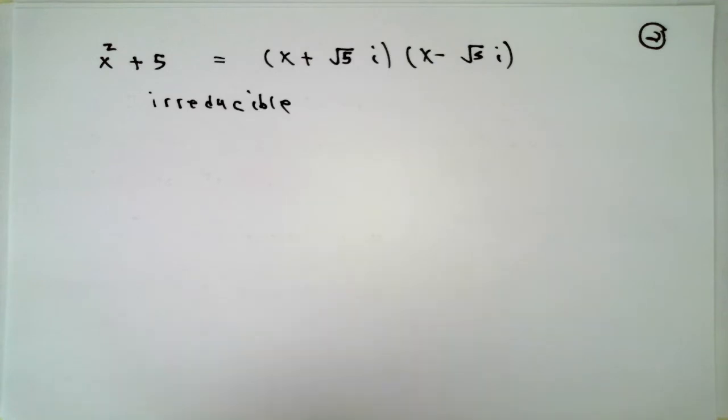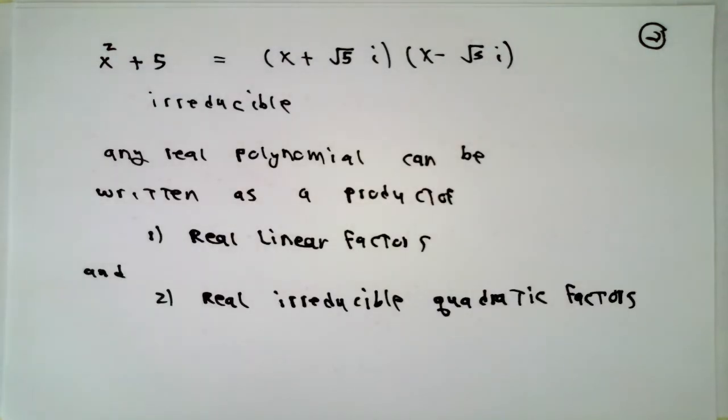We can replace our earlier statement with this statement. If you give me a polynomial that has real coefficients in it, I can always write that polynomial as a product of things, each one of which is either a real linear polynomial or a real quadratic but irreducible quadratic factor. If I insist on sticking to the real numbers, this is the best deal that I can get.